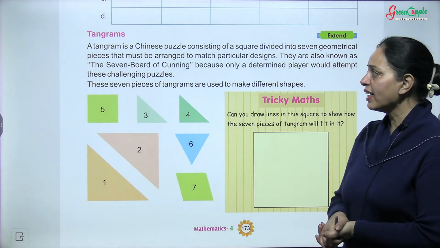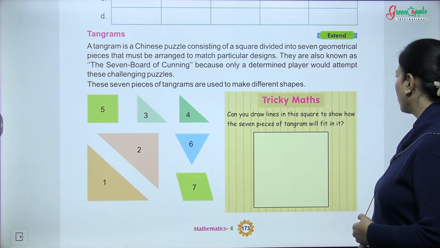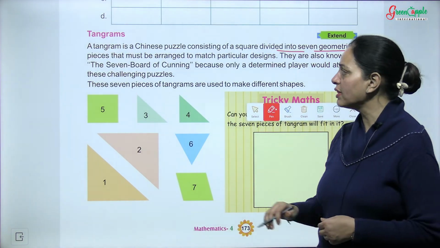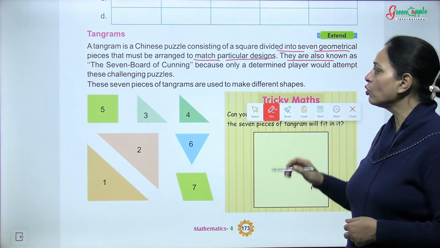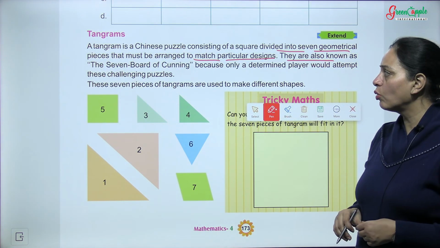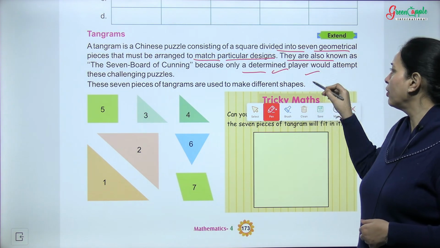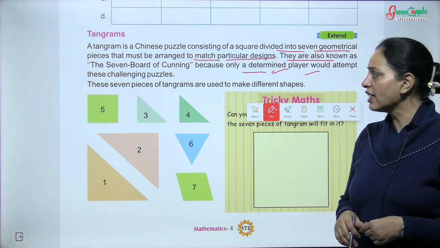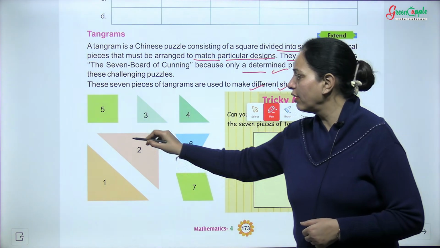Now the next is the tangram. The tangram is a Chinese puzzle consisting of a square divided into 7 geometrical pieces that must be arranged to match particular designs. They are also known as the 7 boards of cunning because only an intelligent player would attempt these challenging puzzles. So these 7 pieces of the tangram are used to make different shapes, like here.